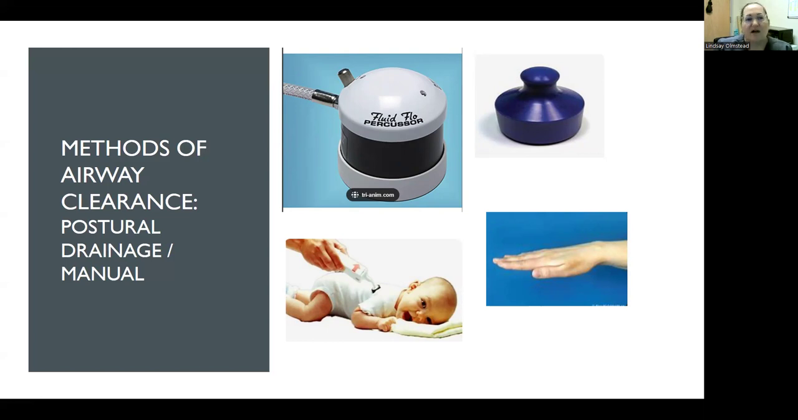Pneumatic percussor, we use a lot of these here, and it just is good to hit those certain areas. So if you have something showing on an x-ray, this is where we're seeing this consolidation. This is where I want you to hit. That's great. We can get them in that drainage position and then percuss them in that area.